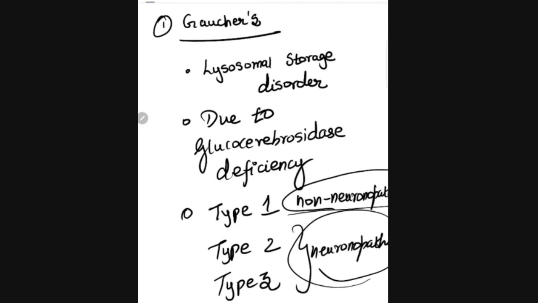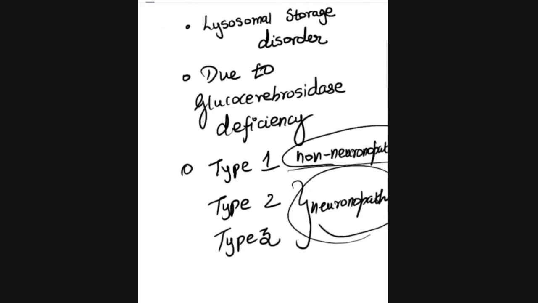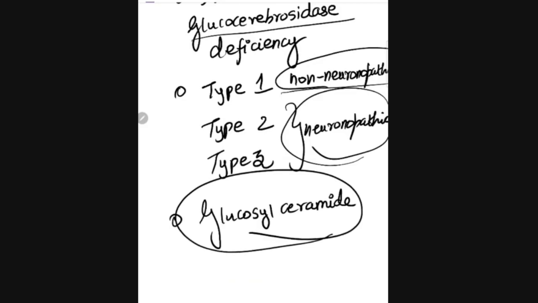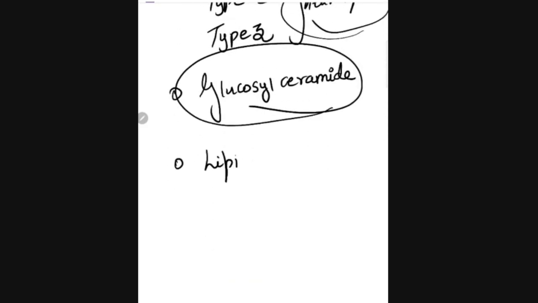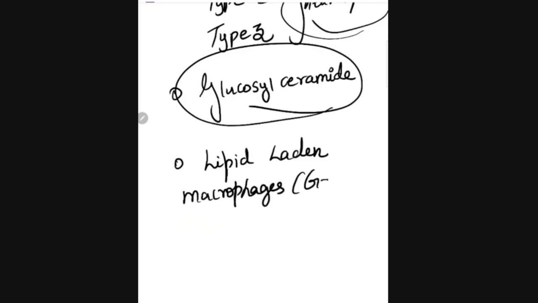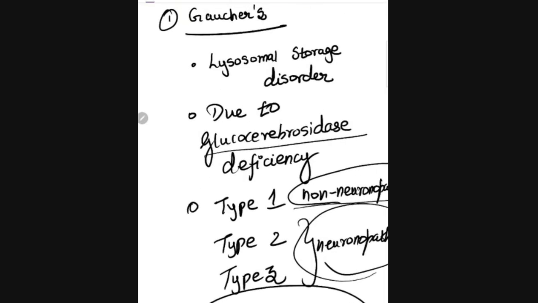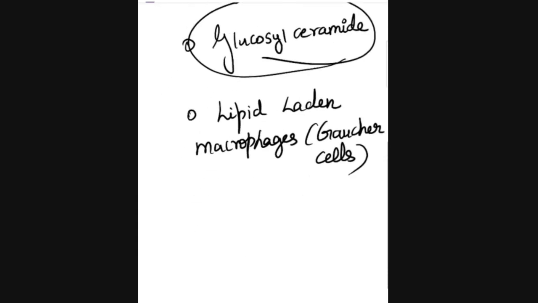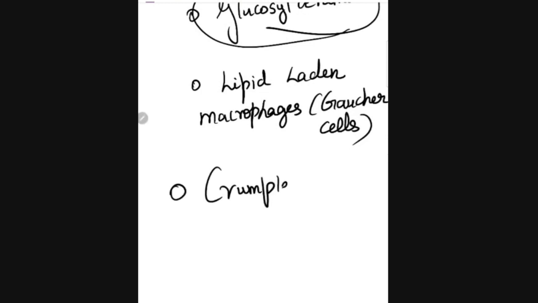When you take Gaucher's, glucocerebrosidase deficiency, a lysosomal storage disorder, since glucocerebrosidase is deficient, the glucosyl ceramide gets accumulated. Also you can see lipid laden macrophages, the Gaucher's cells. We have enzyme replacement therapy now, so we can treat Gaucher's and reverse the hematological complications with enzyme replacement therapy. These are the major key points in Gaucher's disease, and the most important point is the crumpled tissue paper appearance in bone marrow.